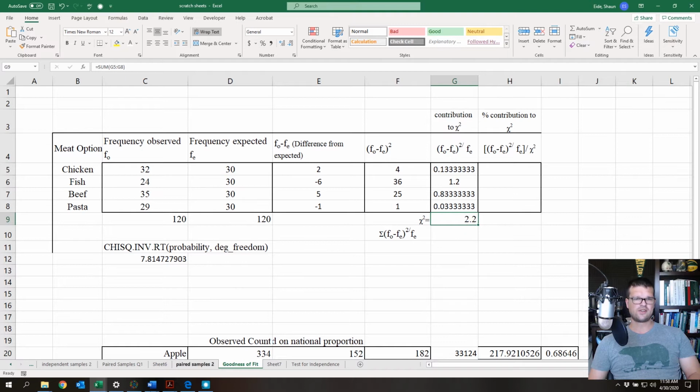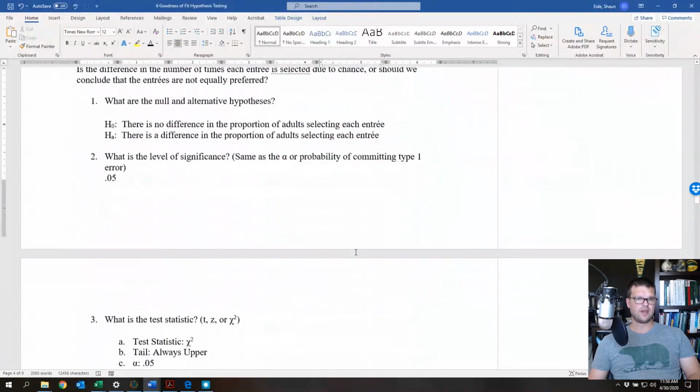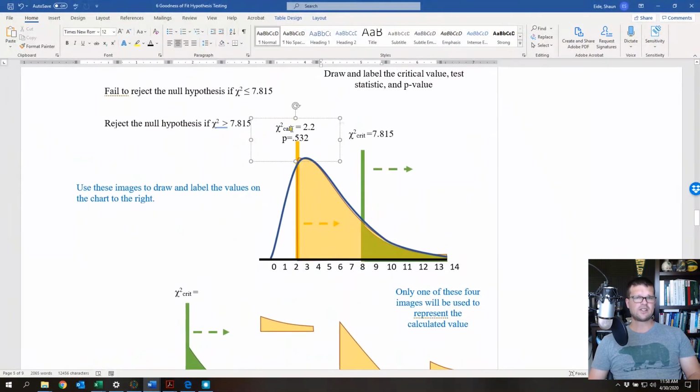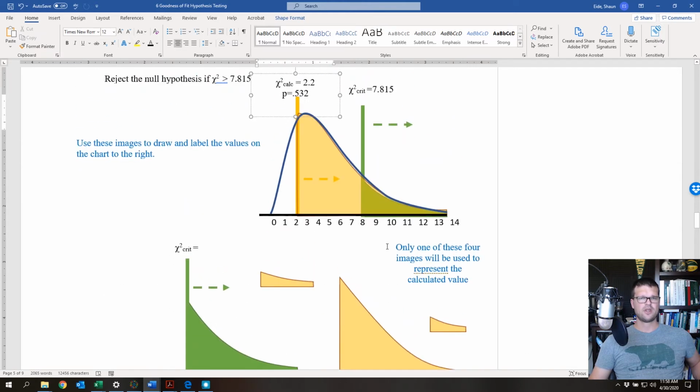So we're going to take this chi-squared score of 2.2, which you'll notice we've got right there, and we are going to put the chi-squared calculated score of 2.2 right here. The probability that we're calculating in just a minute is going to be: what is the probability of getting this result of 2.2 or higher, assuming that the null hypothesis is true. Okay.